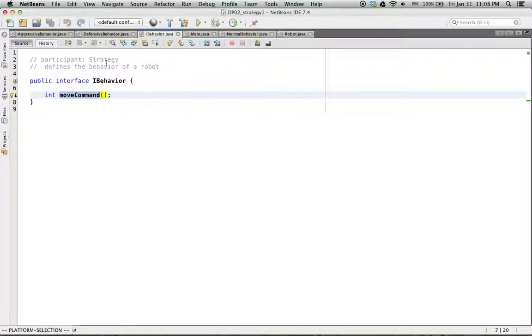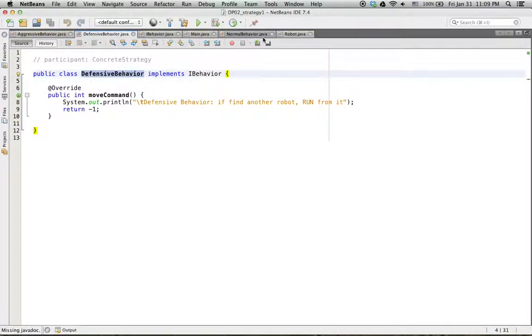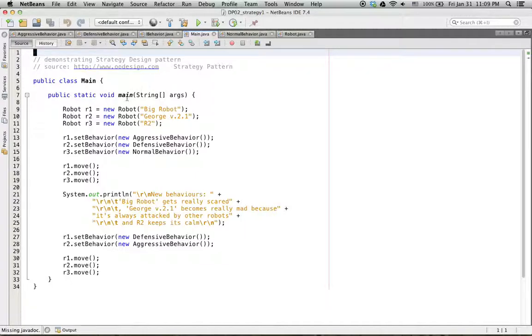Now we have a concrete strategy. Here is aggressive behavior, implement a strategy, and then move command. This is the detailed algorithm for aggressive behavior. Similarly, defensive behavior, and then normal behavior. So the entire program, as you create robots, and then for each robot we give appropriate behavior for the situation.